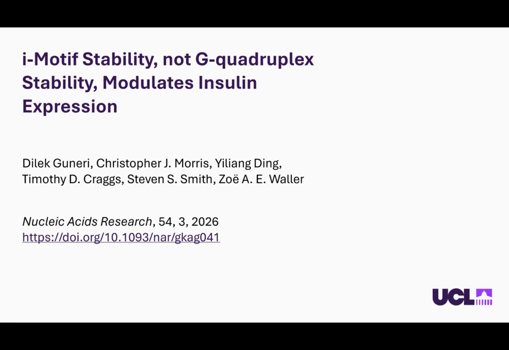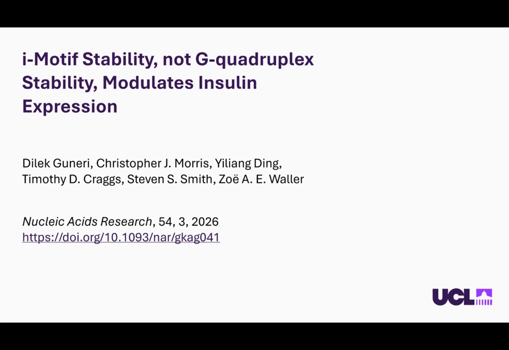This paper is called "i-Motif stability, not G-quadruplex stability, modulates insulin expression." And it's published in a journal called Nucleic Acids Research. This journal publishes the results of leading-edge research into physical, chemical, biochemical and biological aspects of nucleic acids.